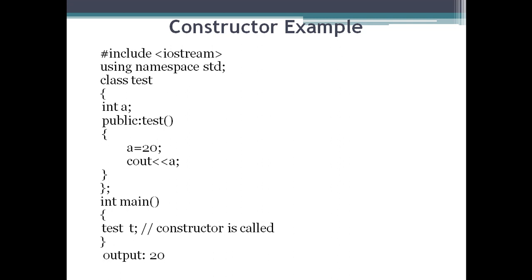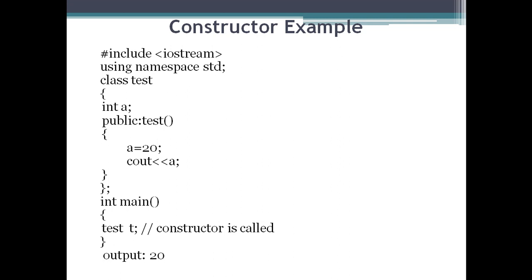Here we are including the header file iostream and using namespace std. Then we are declaring a class called test, and within that we are declaring one member called a, and a method called test. Within the method we are initializing the value of a to 20, and then we are printing it with the output statement cout followed by a. Next, we are taking a main method, right?